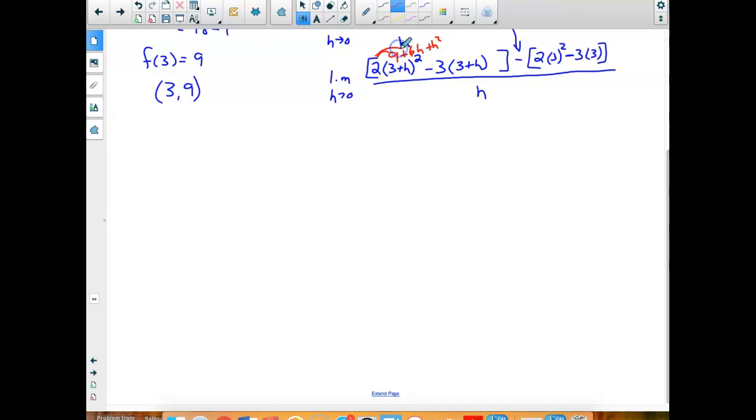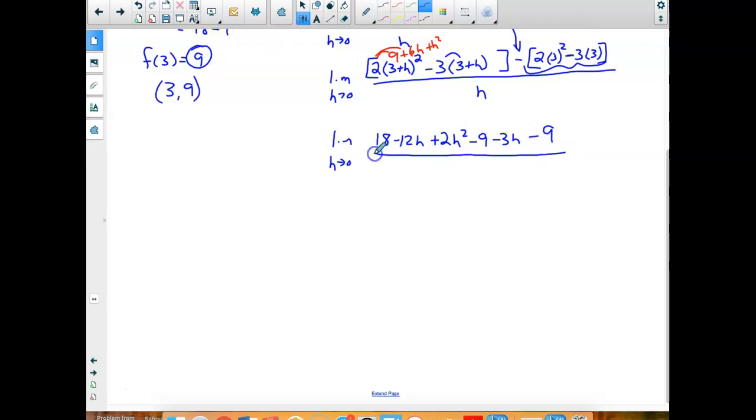Now I have to distribute my 2 to it, so that's going to be the limit as h goes to 0. That's going to give me 18 plus 12h plus 2h squared. Now I have to distribute that, minus 9 minus 3h, minus. We already found what f of 3 is over here, didn't we? We know that turns out to be a 9, so I'm going to skip that math and put a 9 there, over h. Check it out. 9, negative 18, positive 18.